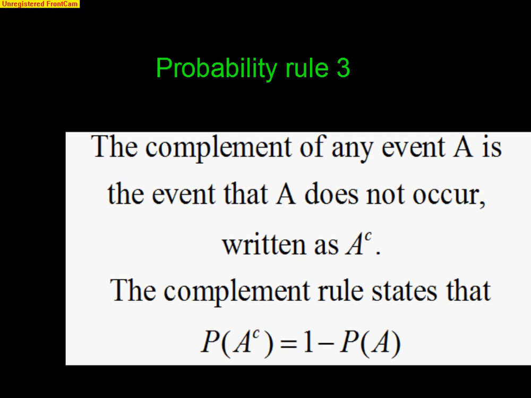So let's think about this for a second. P of A is the probability that an event occurs. So if, for example, P of A is 0.2, the probability that A does not occur must be 80%.